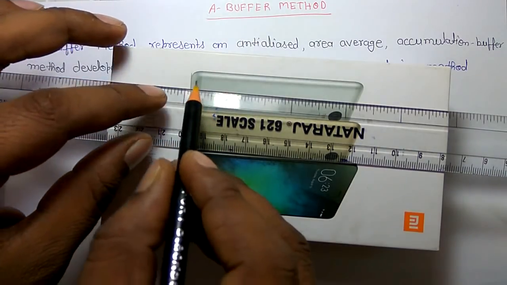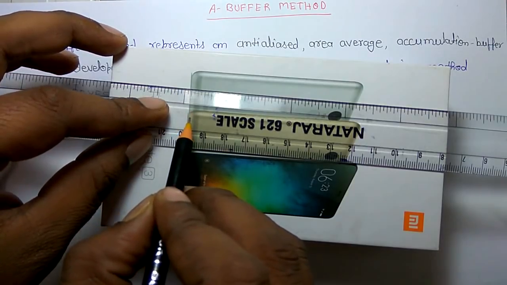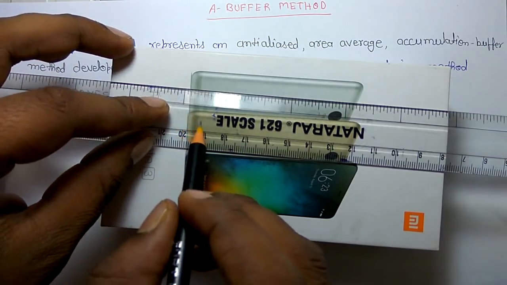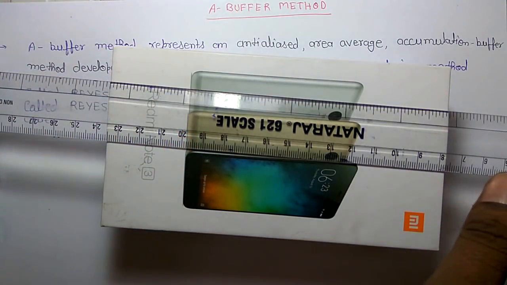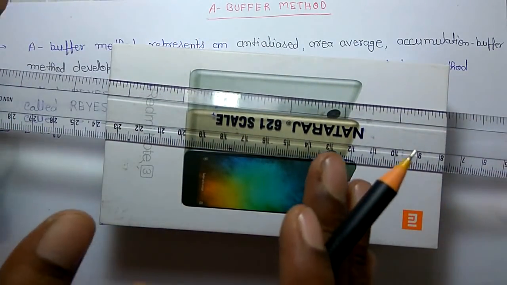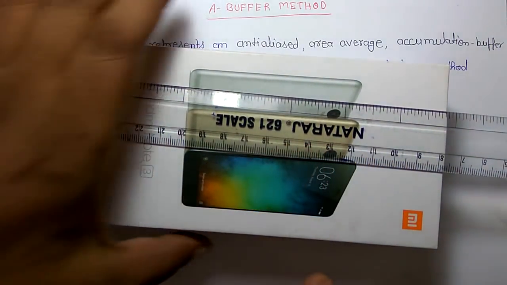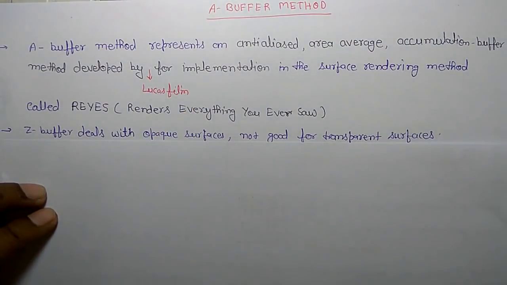Because in the Z-buffer method, on a particular pixel you find the intensity, and according to that you color it. So the Z-buffer method is not good for transparent objects. So we are using the A-buffer method.